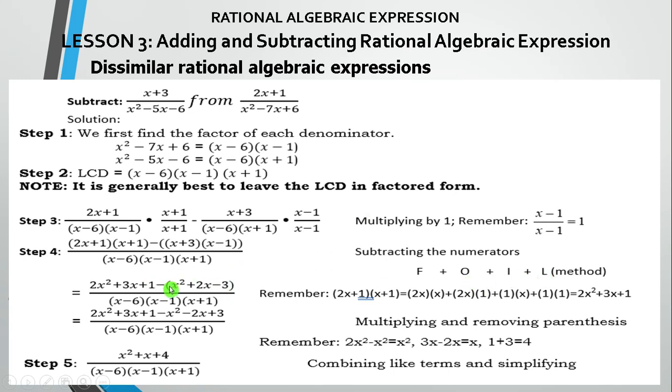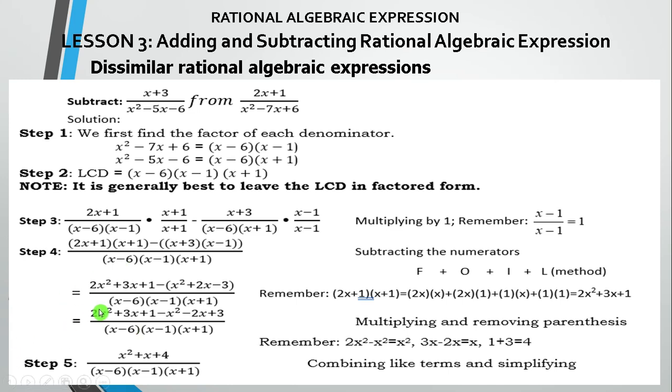Okay, so we can now subtract. Okay, so this one minus this one. And our denominator is our LCD. So, by removing the parentheses, magiging ganito. We have 2x squared plus 3x plus 1 because we have here parentheses. So, magiging minus x squared. And this one is magiging negative 2x because negative times positive, that is negative 2x. Then negative times negative, that is positive 3. Okay, then our denominator is our LCD, the same. And now we can combine like terms.